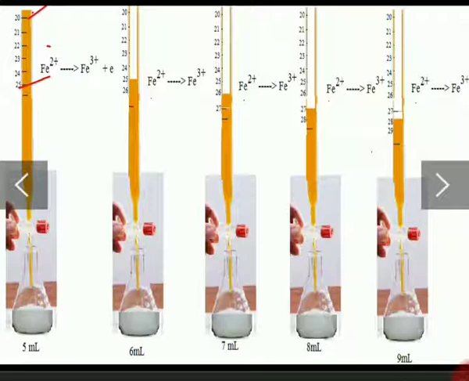When you add potassium dichromate into the conical flask, Fe2+ will be converted to Fe3+. So the concentration of Fe2+ decreases and the concentration of Fe3+ increases. When you add potassium dichromate, the concentration of Fe2+ decreases and the concentration of Fe3+ increases.